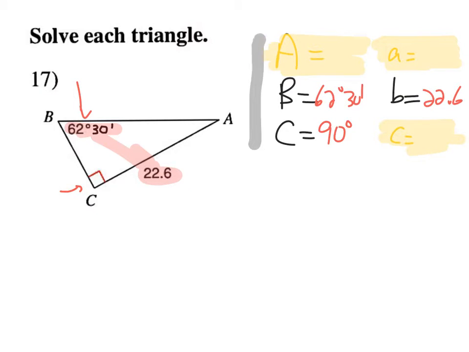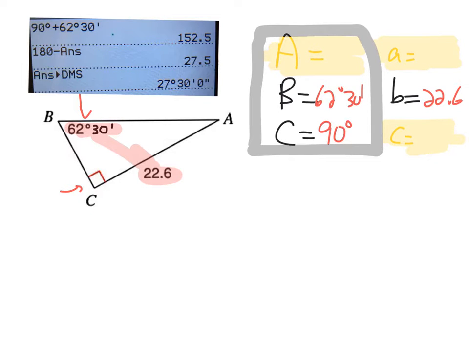When you have two of the three angles, the first thing I suggest you do is to add up the two that you have and subtract from 180 to find the third angle. So here I added up my 90 degrees and my 62 degrees 30 minutes. I did 180 minus that previous answer, which is second and the negative button on your calculator. So here it looks like angle A, big A, is 27 degrees and 30 minutes. So I'm going to fill that in on my information. And now I'm going to go about finding my two sides.